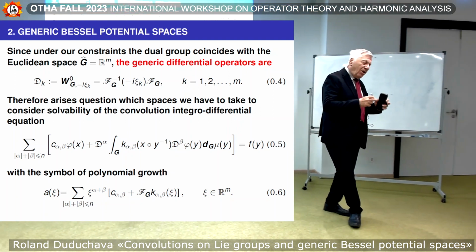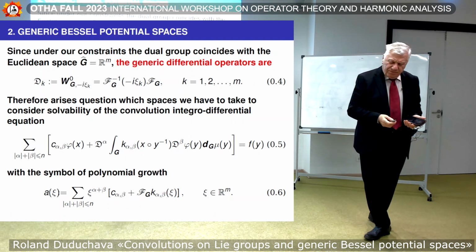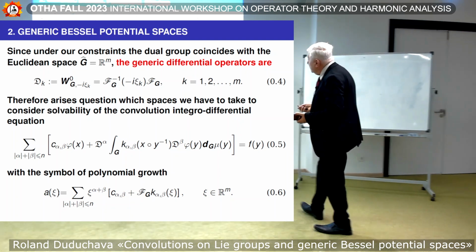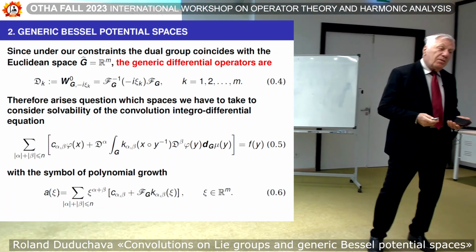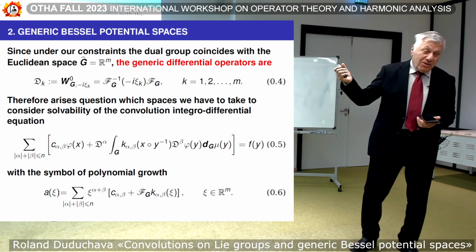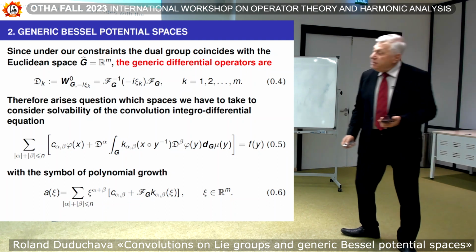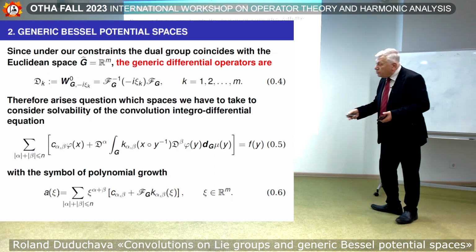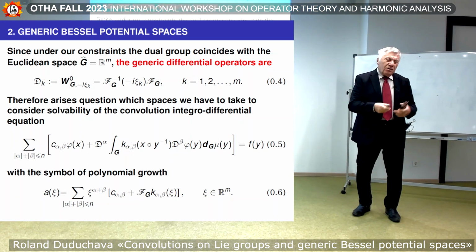What are these operators? We have a Lie group, and to the Lie group is associated a Lie algebra. The Lie algebra consists of vector fields. And these vector fields generate, of course, differential operators. Those generic differential operators are exactly the operators generated by the vector fields from the Lie algebra. And they are natural differential operators for these Lie groups because they are convolutions. Such generic differential operators for the axis, for R^n, are the coordinate differentiations.